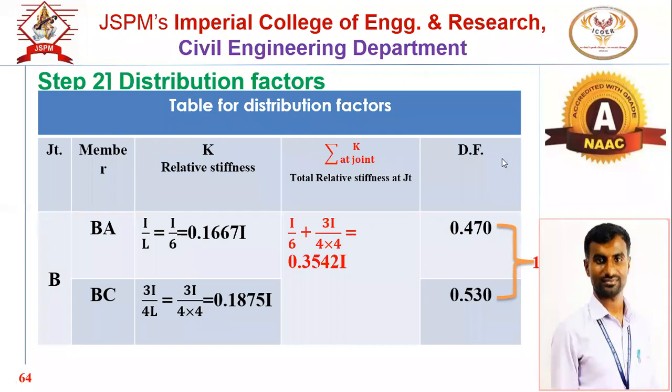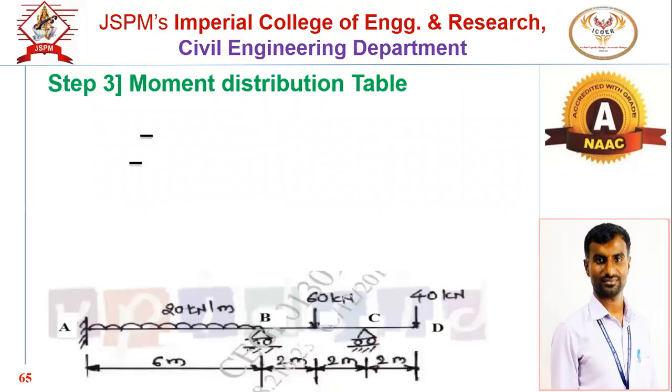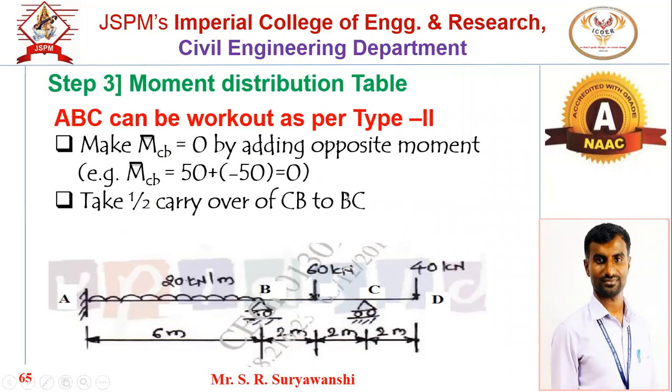Now the next step is the moment distribution table. For the moment distribution table, there are two corrections, or two adjustments we can say. The first adjustment is for the simply supported end C, the end support C. And what is that adjustment? Make M bar CB equal to 0 by adding the opposite moment. Suppose M bar CB is plus 50, add minus 50 to it, so that M bar CB will be 0.